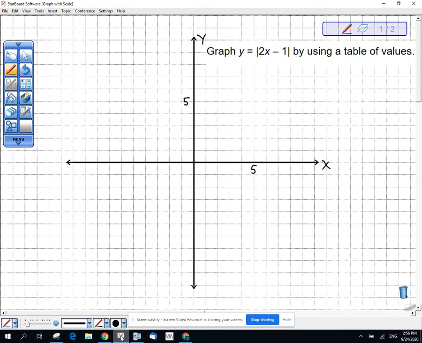Algebra 2, Section 2.5, graphing absolute value equations. Just do 3 examples. Here's the first one. Graph y equals the absolute value of 2x minus 1 by using a table of values.